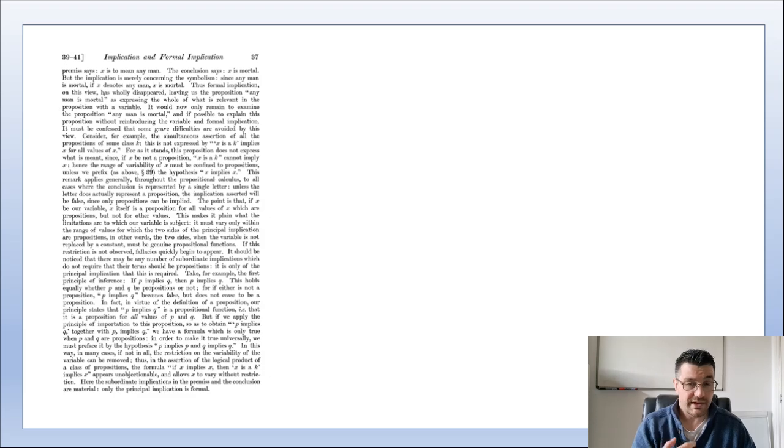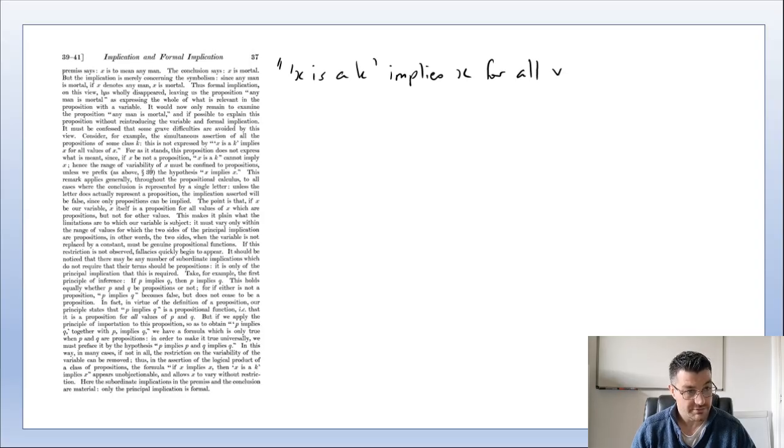So there's an example coming up that I'm going to spend a little bit of time discussing. Consider, for example, the simultaneous assertion of all the propositions of some class K. This is not expressed by X is a K implies X for all values of X. Okay, so I'll write that out. So X is a K implies X for all values of X.